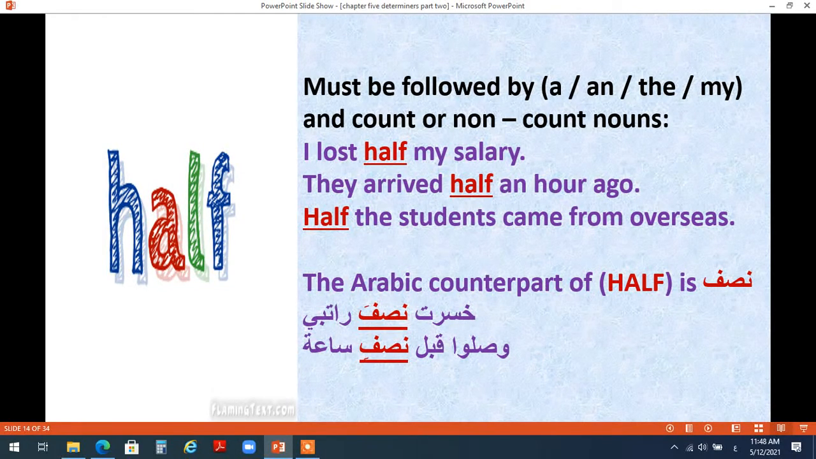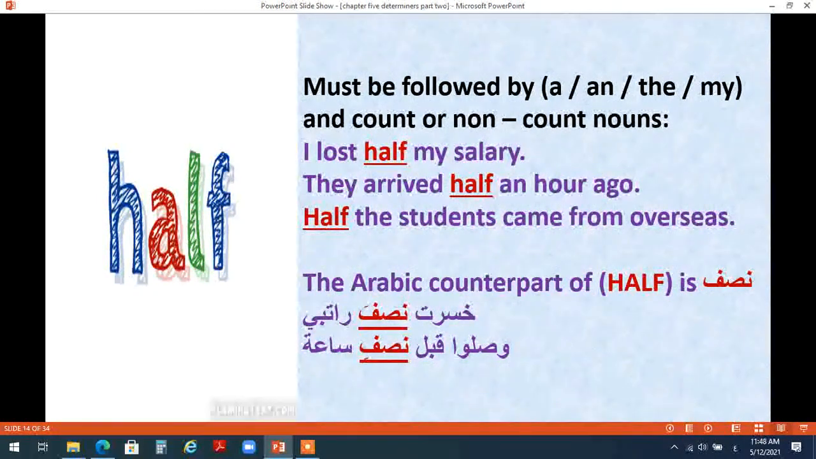I lost half my salary. لاحظوا هنا استخدمنا half وأجى بعدها possessive pronoun my وأجى بعدها كلمة salary. They arrived half an hour ago. أيضا استخدمنا كلمة half as a quantifier وأجى بعدها the indefinite pronoun an. Half the students came from overseas. أيضا هنا استخدمنا half as a quantifier and it is followed by a count noun اللي هي the word students.